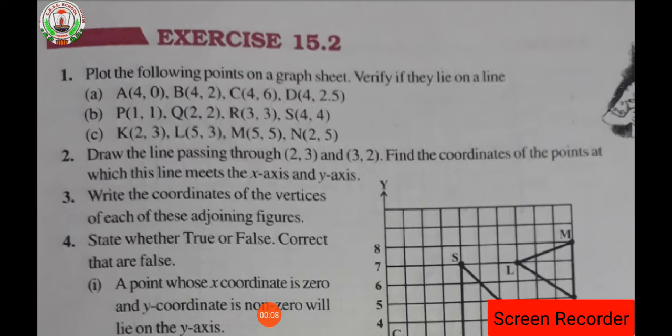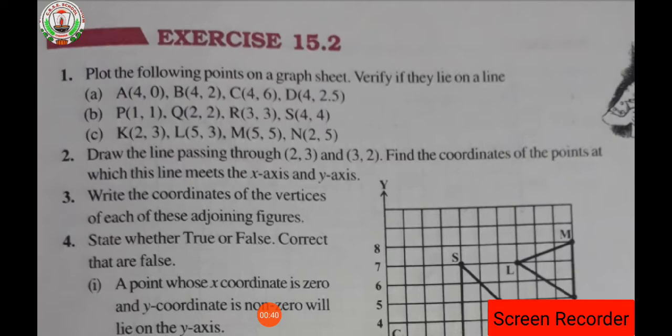In the previous video we had already completed exercise 15.1. Clear? So here, what does it say? Plot the following points on a graph sheet. Verify if they lie on a line. That means the coordinates A, B, C, D, P, Q, R, S, K, L, M, N. All these are the coordinates. These coordinates we have to plot in the graph.